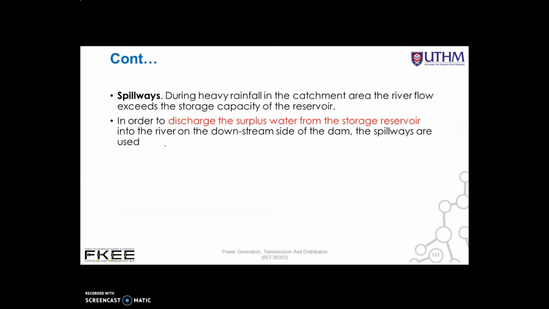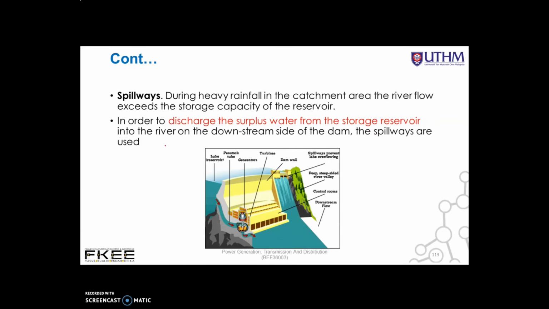Next is the spillways. Here are the spillways, you can see here. During heavy rainfall in the catchment area, the river flow exceeds the storage capacity of the reservoir. So in order to discharge the surplus water from the storage reservoir into the river on the downstream side of the dam, we need these spillways to discharge the surplus water.